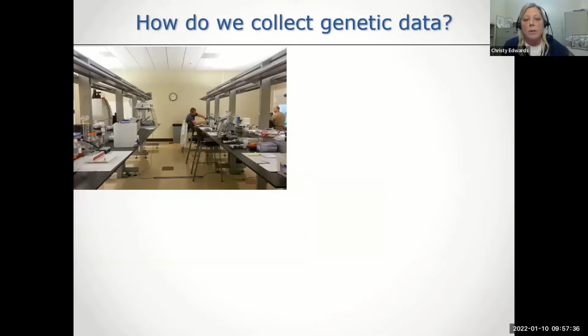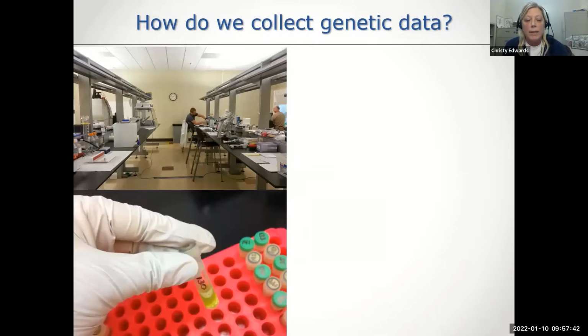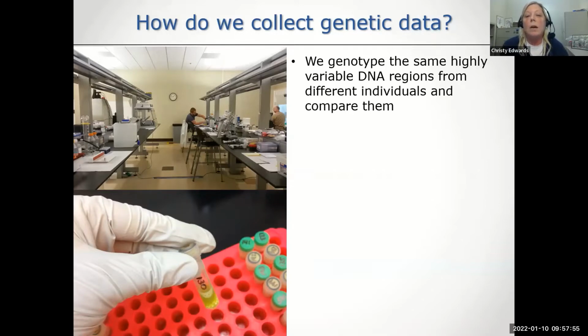And then we'll take those samples back to the lab. This is what my lab looks like. Next, we'll take the samples and extract DNA out of them. A lot of times, depending on the rarity of the species, we could have hundreds of samples. Next. And then we essentially take those DNAs, and we genotype the same highly variable DNA regions from different individuals and compare them. Next slide.